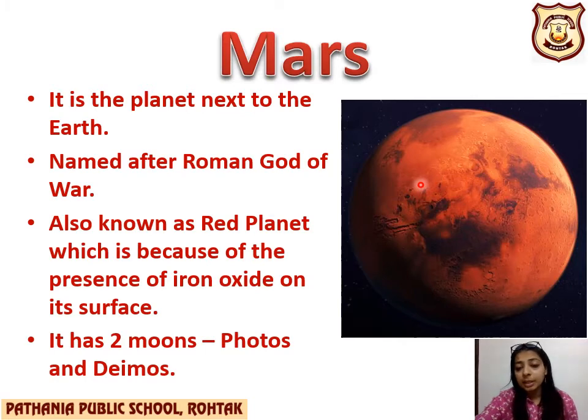When we see it from space also, it looks like a red colored planet. And why is it called the red planet? Because of the presence of iron oxide on its surface. Most of Mars is covered with iron oxide, so when we look from above, that iron oxide looks red to us. It has two moons, Phobos and Deimos. These are the names of the natural moons of Mars.